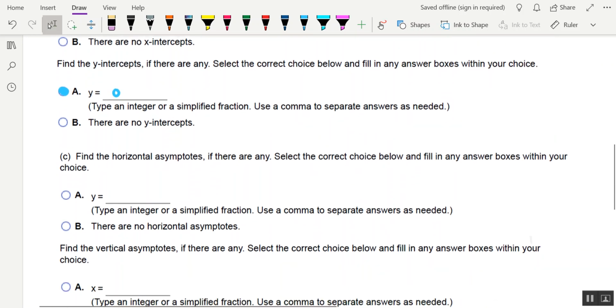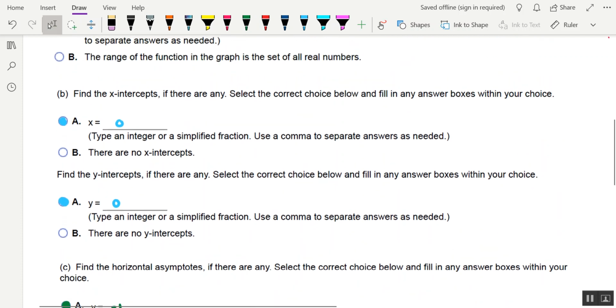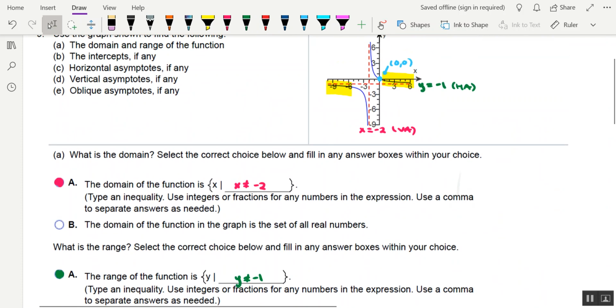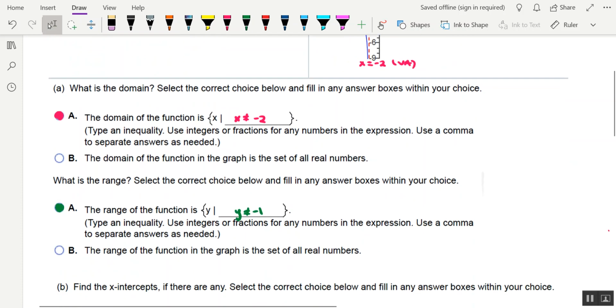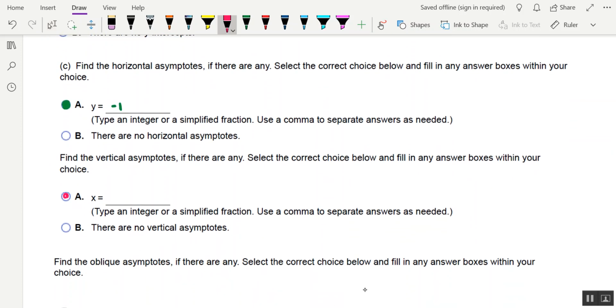For part C, it wants us to find the horizontal asymptote, and we actually already did that. We saw that the horizontal asymptote crossed the y-axis at y equals -1, so we'd select option capital A and type in -1. There is one vertical asymptote, and that was at, I believe, sorry, that's my cat Luigi, x equals -2. So we'd select option capital A and type in -2.